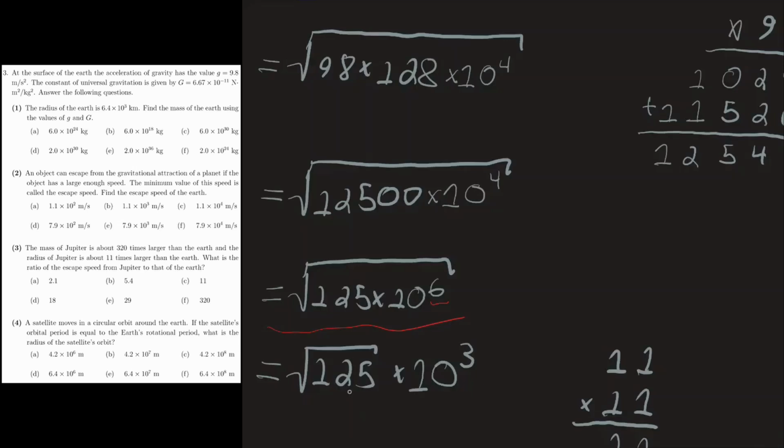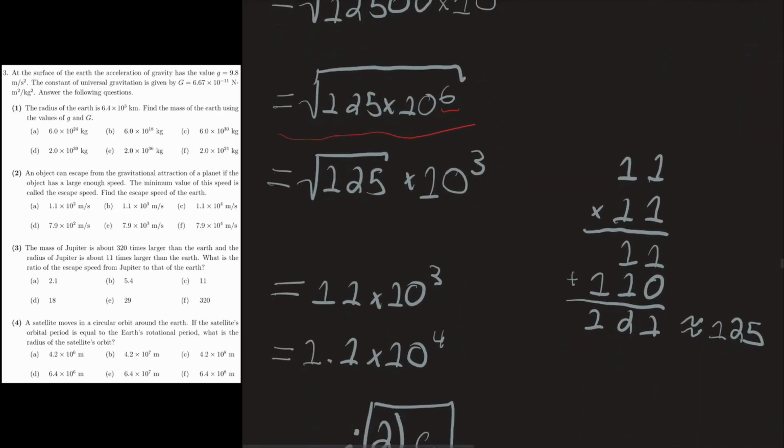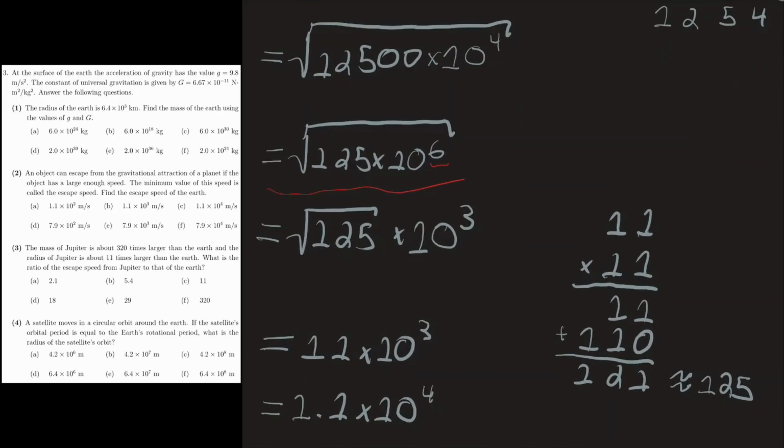So now we just have to find the square root of 125. The easiest way, at least in my opinion, is guess and check. 10 squared is 100, so clearly this square root is bigger than 10. So I'll check what 11 squared is. And after doing a little bit of calculations, I find that it is equal to 121.